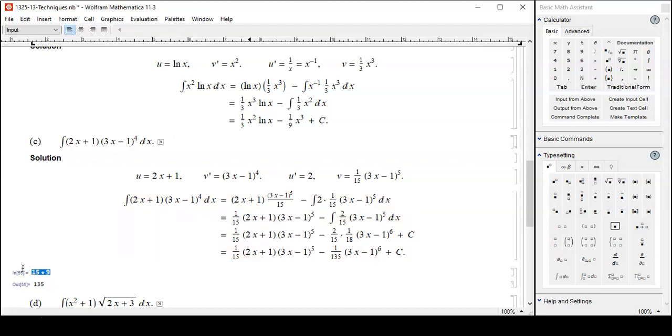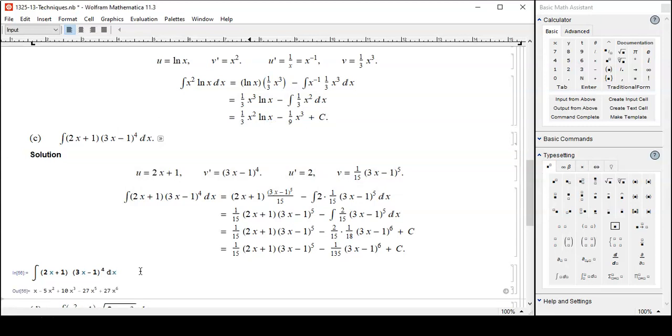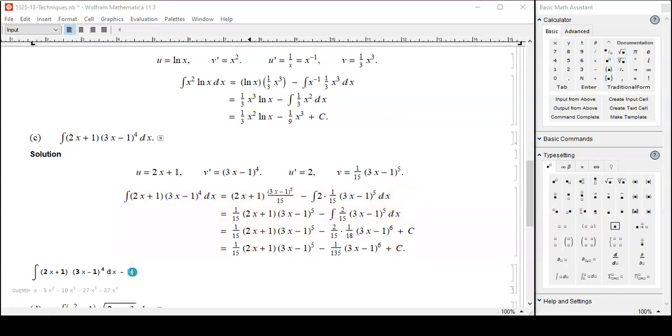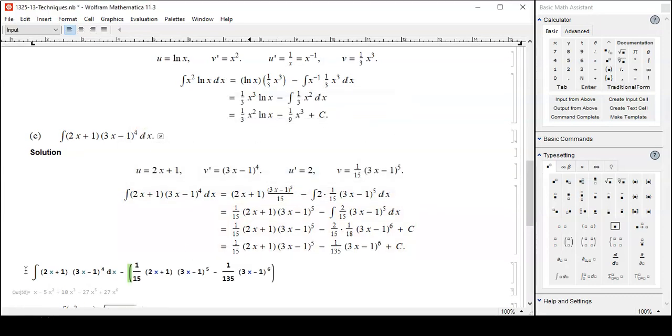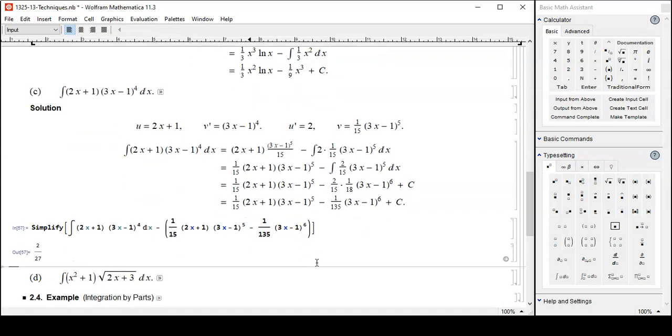Numbers are so outrageously large that I'm not really certain about this. Let me check. Oh boy. Okay, all good. They differ by constant. I mean, this difference is not 0, but differ by constant. That means the constant will be absorbed by c. So this computation is correct.